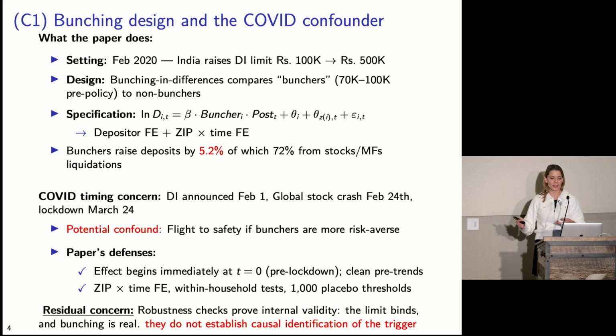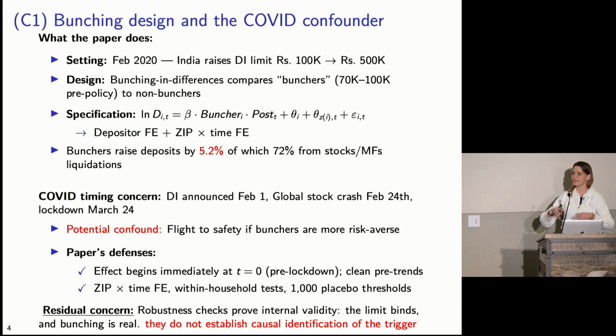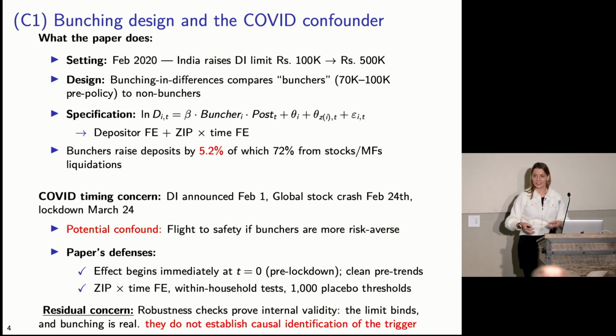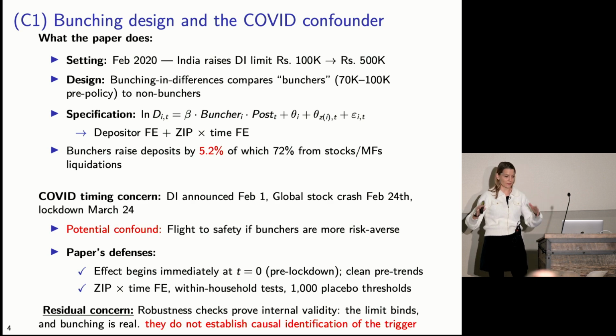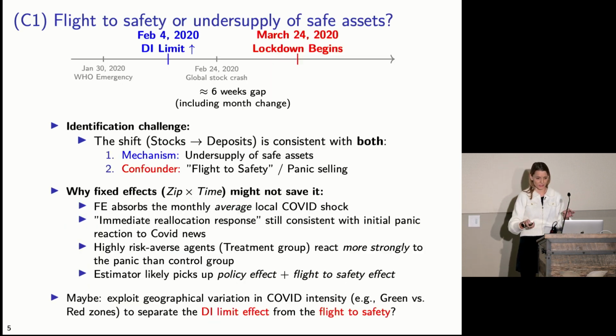different mechanism, therefore. The paper's defense is they say that the effects begin immediately. Well, immediately, it's monthly data, so it's really hard to tease it out. So pre-lockdown, the lockdown happened in March 2020. And there are clear pre-trends, and they do within-household tests, they're looking at a bunch of placebos. But these robustness checks prove internal validity, that the limit binds and the bunching is real. I'm really convinced about it. They do not necessarily establish the causal identification of the trigger.